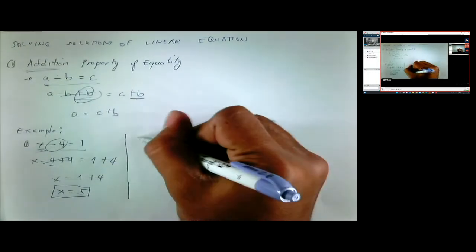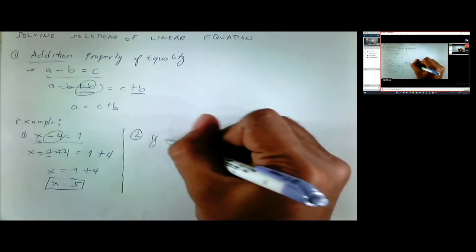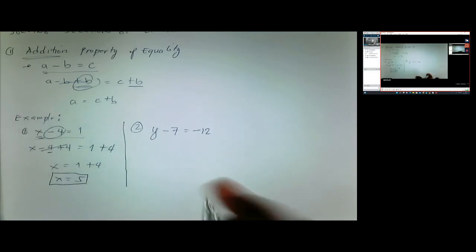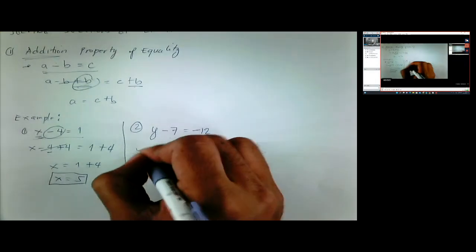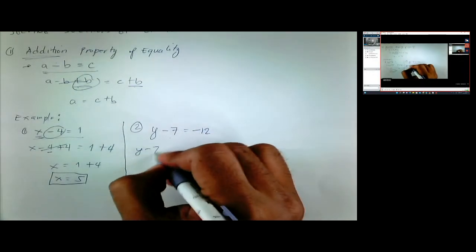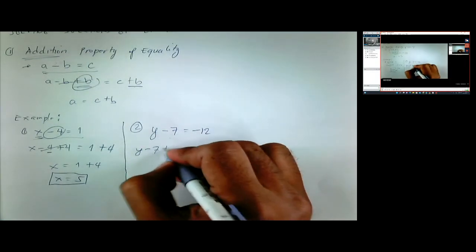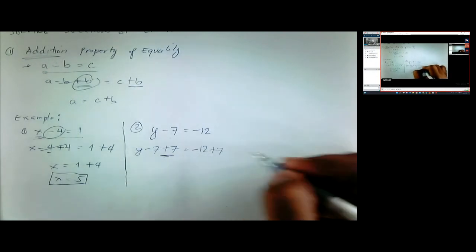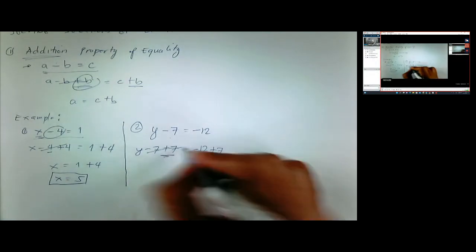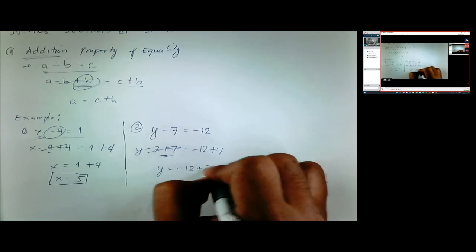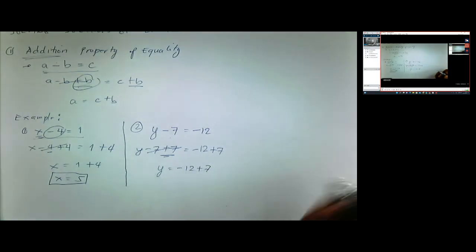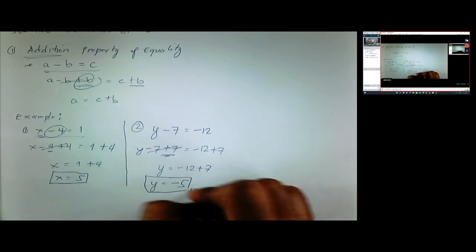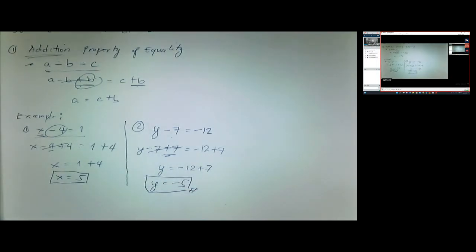Let me give you another example. For example, we have y minus 7 equals negative 12. Okay? So again, this is minus 7. What are we going to do? To remove the minus 7, we are going to add 7. Okay, plus 7. And if we add plus 7 here, we need to add plus 7 onto the other side of the equation as well. And so, this will become 0. That would be y is equal to negative 12 plus 7. And what is negative 12 plus 7? That is y is equal to negative 5. And this will be the solution to the given equation.